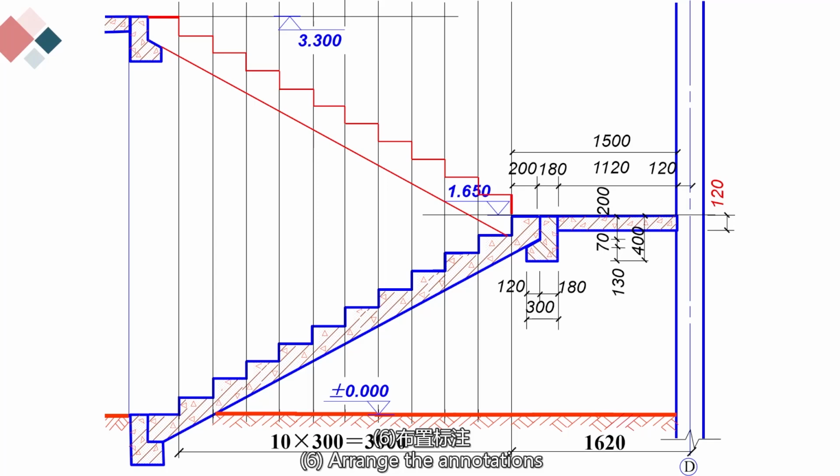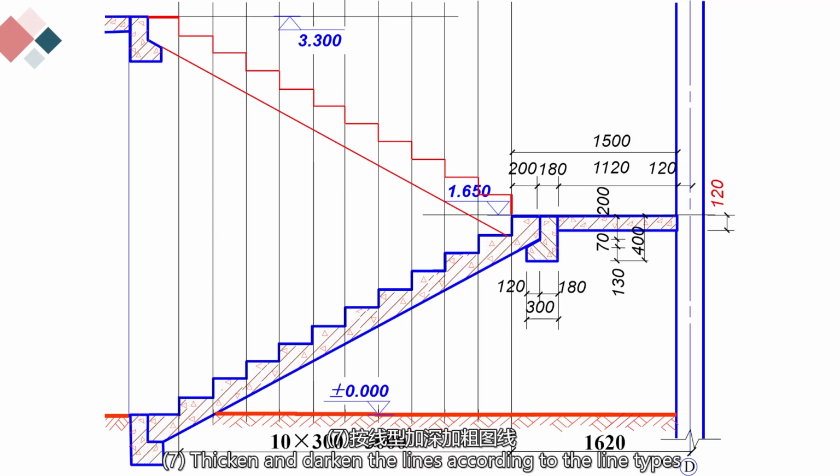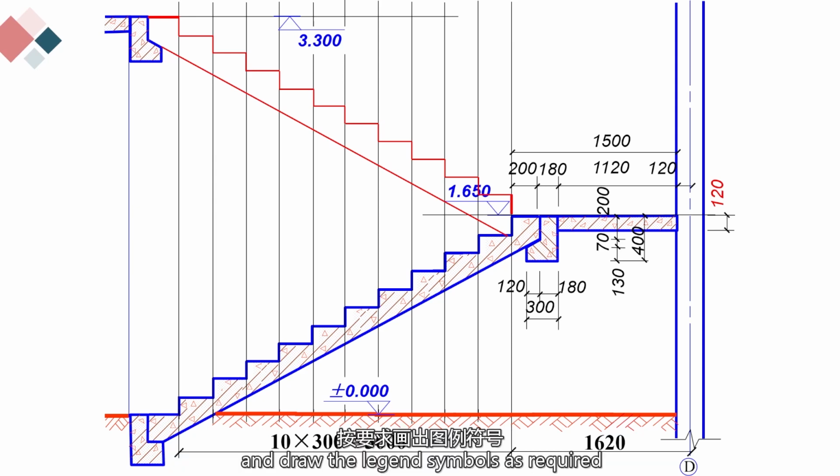6. Arrange the annotations, dimension annotations and elevation annotations, and check the draft. 7. Thicken and darken the lines according to the line types, and draw the legend symbols as required. 8. Complete the writing of all texts in the drawing.